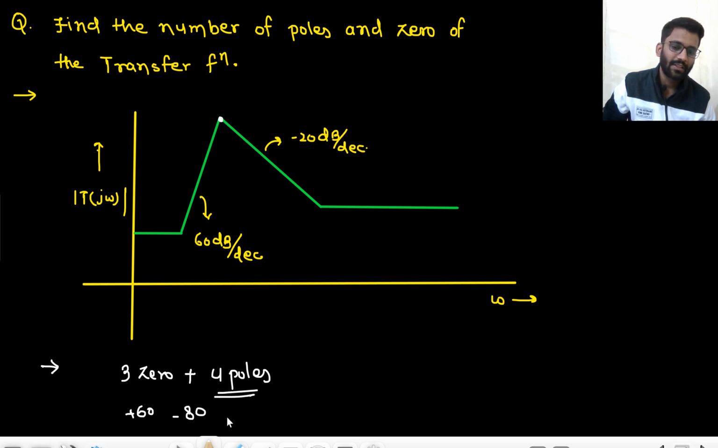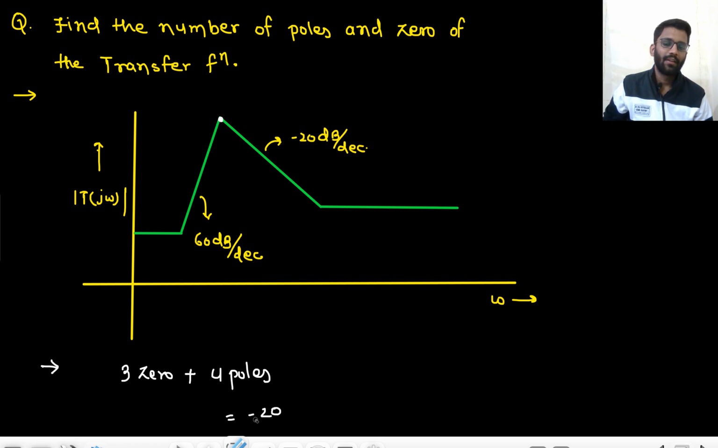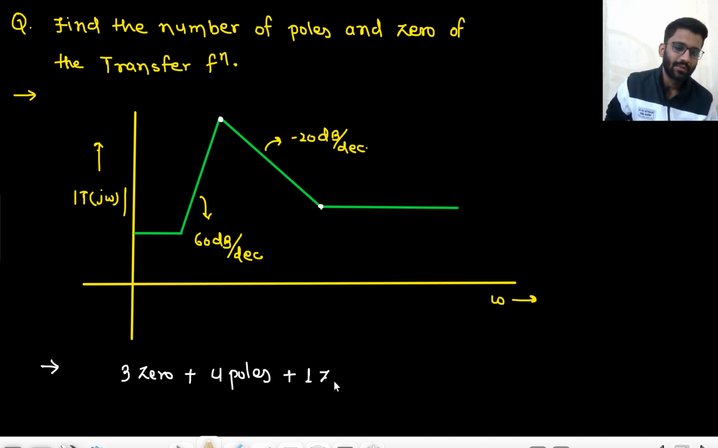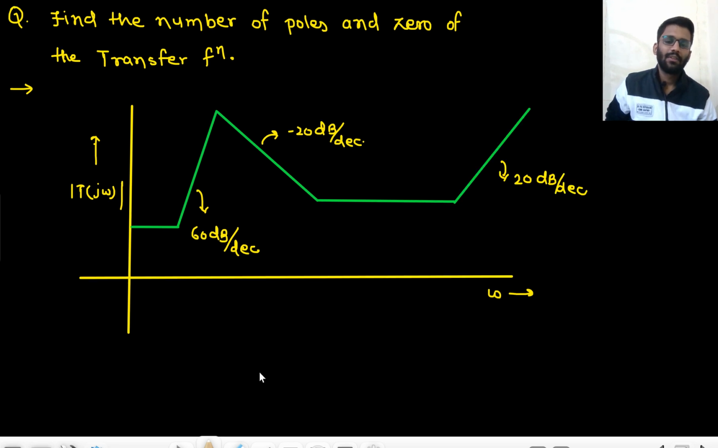4 poles will give you minus 80, and the 3 zeros give you plus 60, so you will have minus 20 total. Are you getting it? Right? And tell me what you will have at this point. From minus 20 to 0 you are going. That means there would be 1 zero. So basically 4 zeros and 4 poles. Right? Now this is the question.